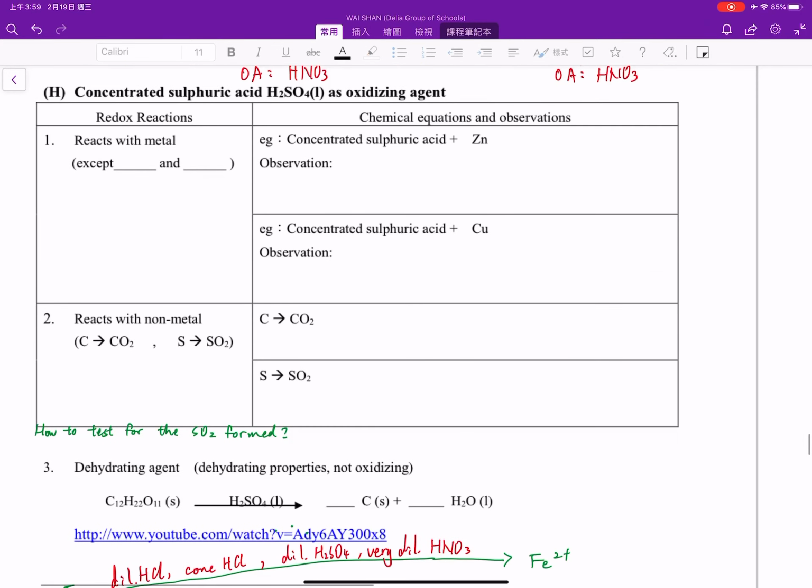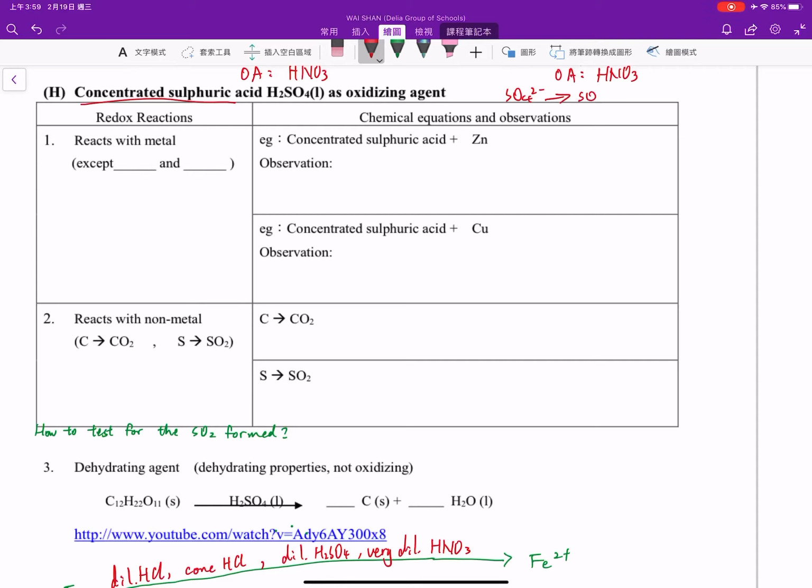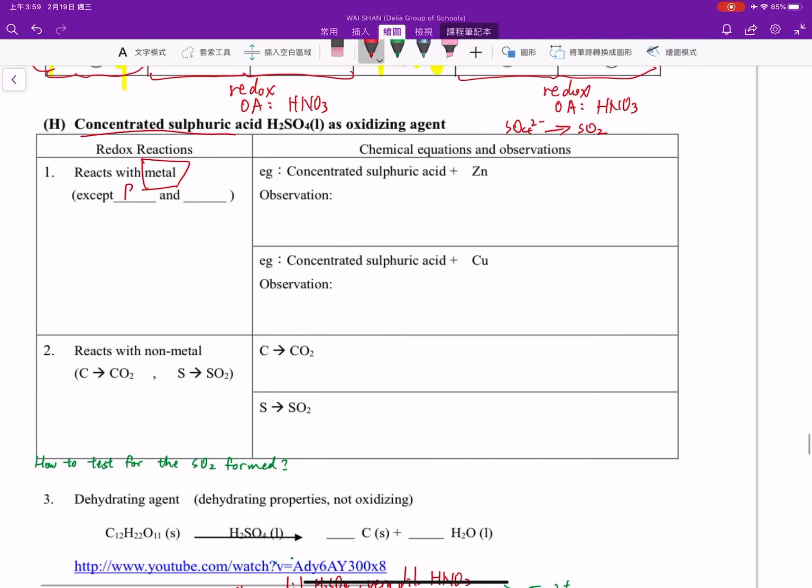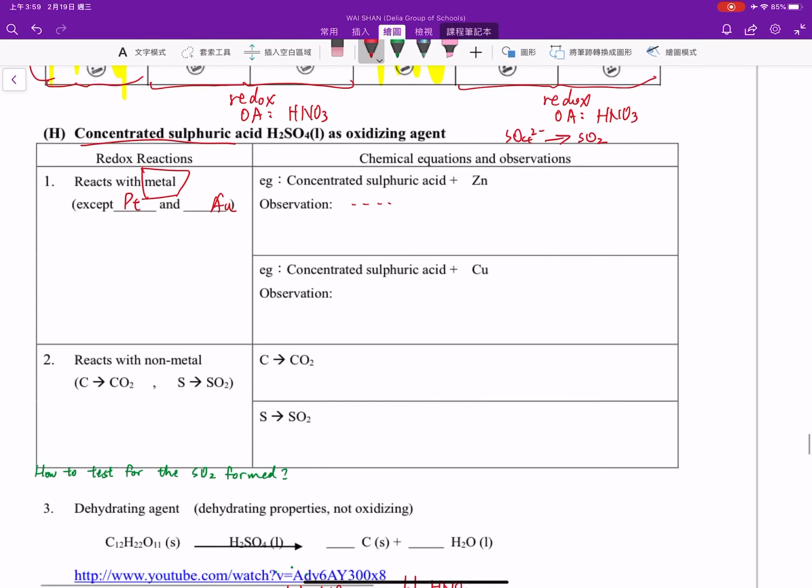And then another one is concentrated sulfuric acid, and it's also similar. Okay, for concentrated sulfuric acid, we have learned that concentrated sulfuric acid will be reduced to sulfur dioxide. Then you can complete the half ionic equation first by yourself. And then the first reaction, same as nitric acid, it can react with metal except Pt and gold. Okay, so again, you can do the observation here by yourself, and the overall chemical equation and the overall ionic equation here.